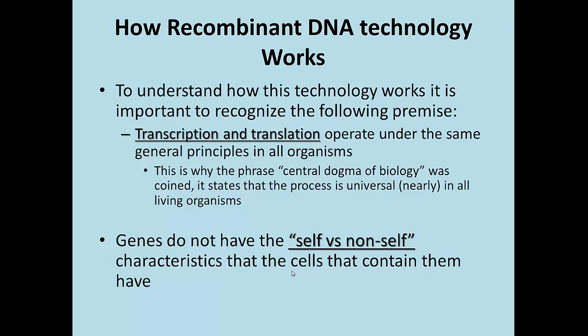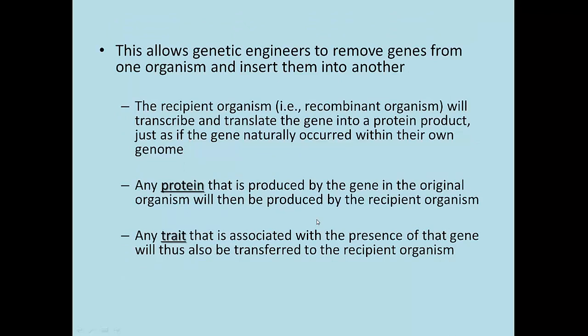Once a piece of DNA comes into the cell, it just treats it like any other piece of DNA, whether it was there to begin with or whether it was transplanted artificially. Cells just really don't have a way of knowing, and so that's an important premise to start with to help you understand how this is possible. So ultimately that means that when we take DNA from one organism and put it into another organism, the recipient organism, i.e. the recombinant, will take that and transcribe and translate it into a gene product as if the gene that was transplanted came from that organism itself.